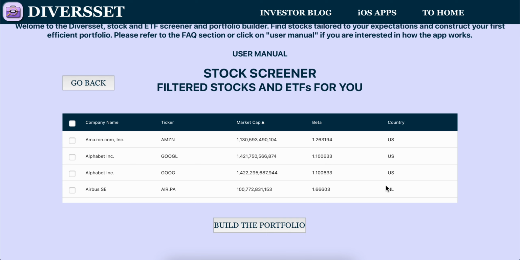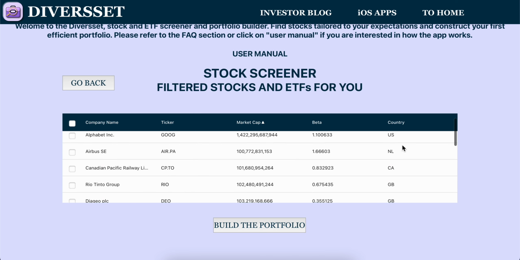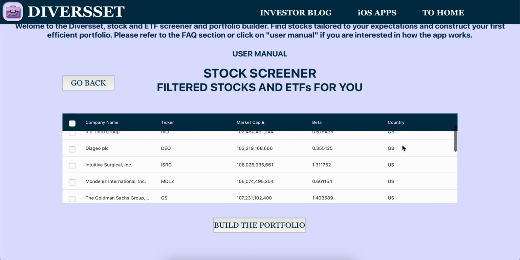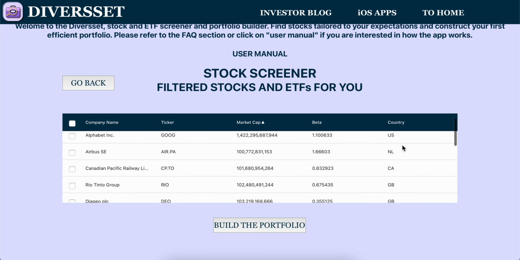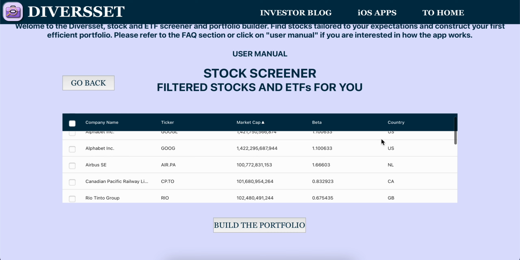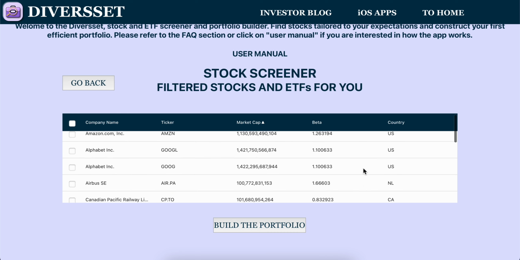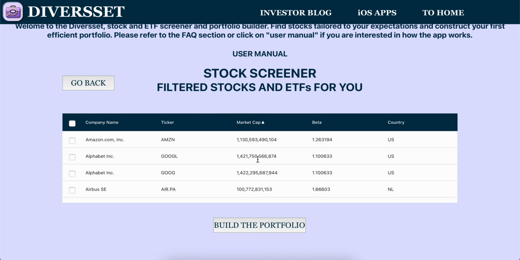You can monitor the countries. As you can see, it's not only the United States exchanges that are present here, it is global exchanges. We have stocks all over the world. This application covers stocks globally. And then you have two options. The next step is to build the portfolio.